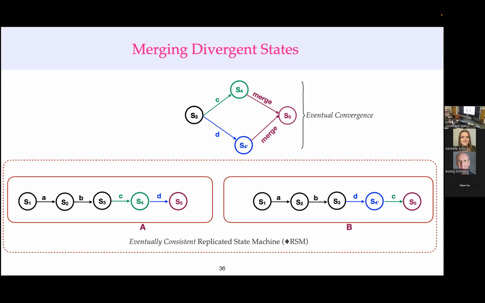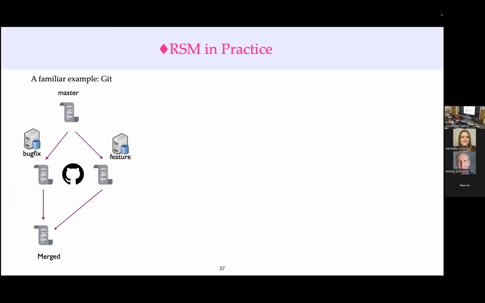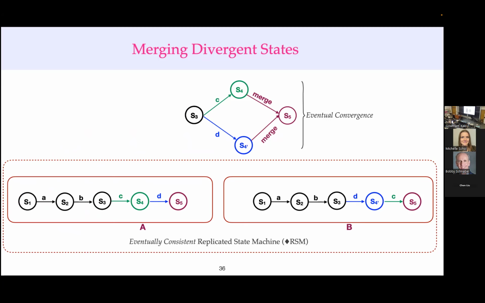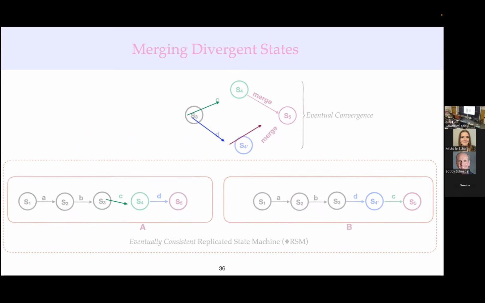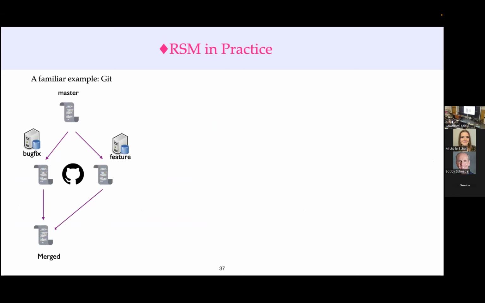So this is a term that I coined. I want to denote it as the diamond RSM, to denote the eventual aspect of the replicated state machine. This is as opposed to the strongly consistent replicated state machine, right? Okay, so how is the diamond RSM useful in practice? We have seen the diamond RSM in practice. All of you have seen it, right?